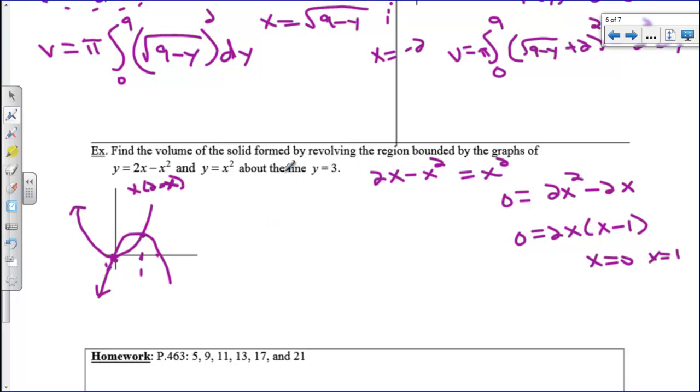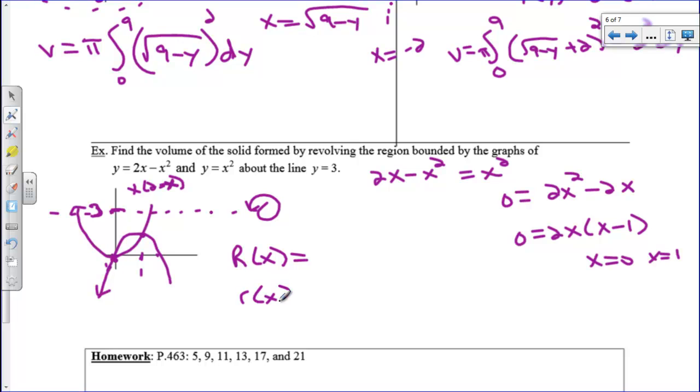Now we're going to spin this around the line y equals 3. Now y equals 3 is above this. Here is the axis of revolution, y equals 3. So we're going to take this region and we're going to spin it around this axis of revolution. Is there going to be a hole? Of course there is. There's empty space between my axis of revolution and my graphs. So we have to use the washer method. So I need to come up with an outside radius and an inside radius.